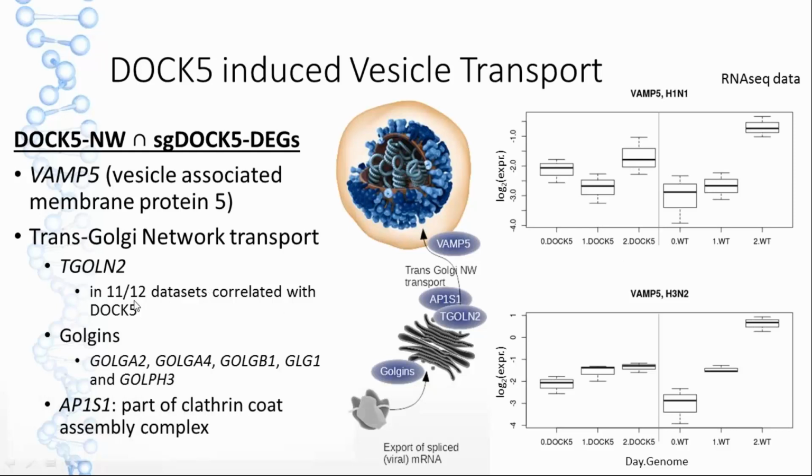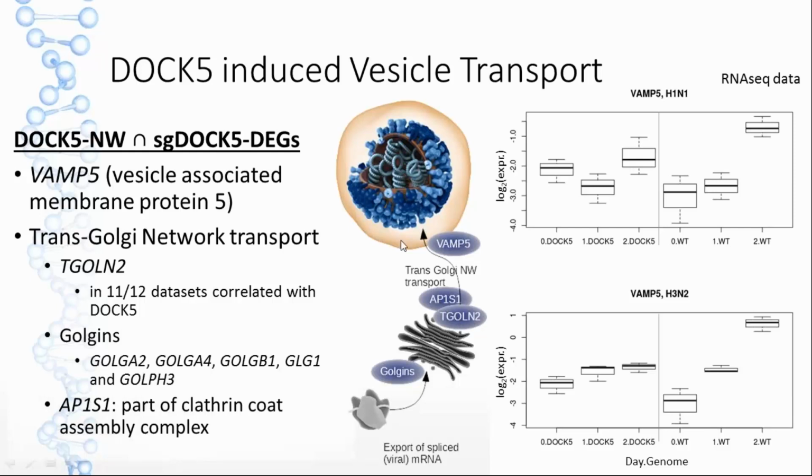Other genes in this neighborhood similarly respond, but mostly they are downregulated, but less so in the DOC5 knockout. So we find this trans-Golgi network protein as well as some other golgins, and in addition we also found this clathrin-coated assembly complex, which is for the clathrin-coated vesicle transport. And this is just a cartoon I made of how this may happen. So out from the ribosome, the viral particles are then transported through a trans-Golgi complex using these golgins, GOLGA2, AP1S1, and then VAMP5.